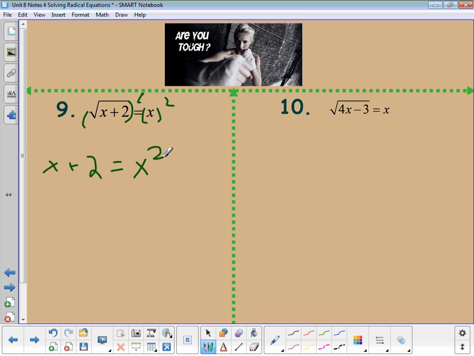Now here's the deal. I like to make my life really easy. I have a squared term involved, so I'm either going to have to factor or use the quadratic formula. Either way, my life is a lot easier if the squared term has a positive coefficient of 1. So for that reason, I'm going to subtract x and 2 from both sides. So I end up with 0 is equal to x squared minus x minus 2.